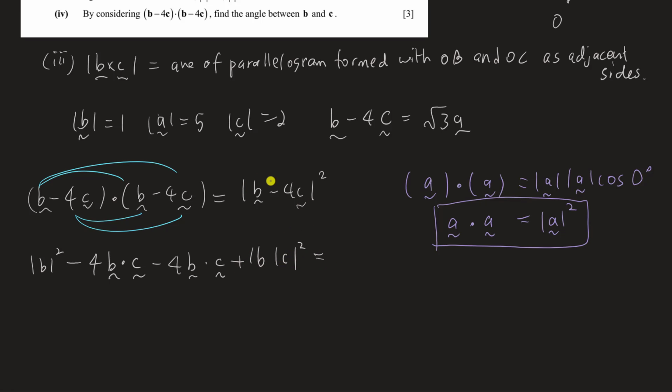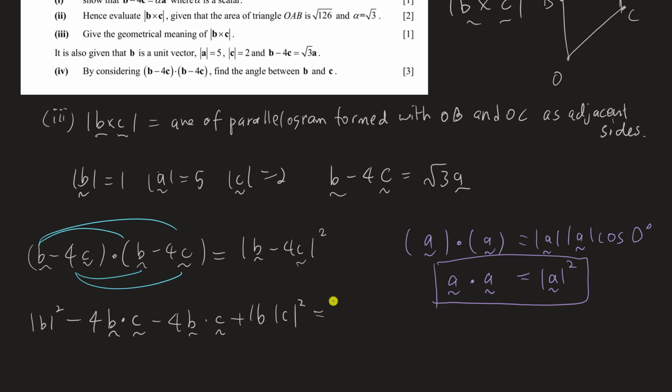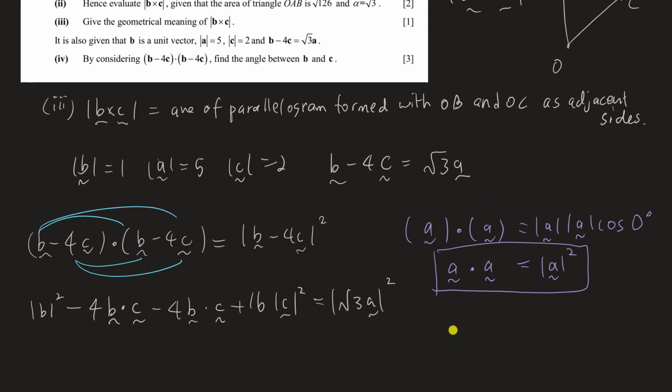Now what is this? B minus 4C is actually root 3 A, so this becomes root 3A whole thing square. A couple of things that we know. Let's find out what we know. We know this is just 1. We know this is just 2. We can expand to find this is just 3 mod A square. So we also know this. The only thing we do not know are these two.